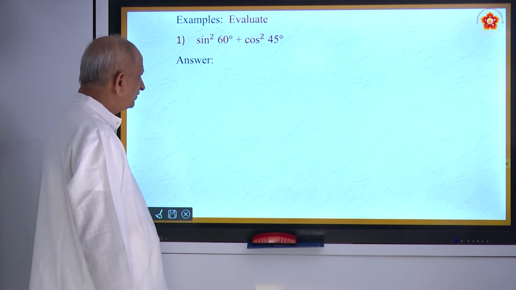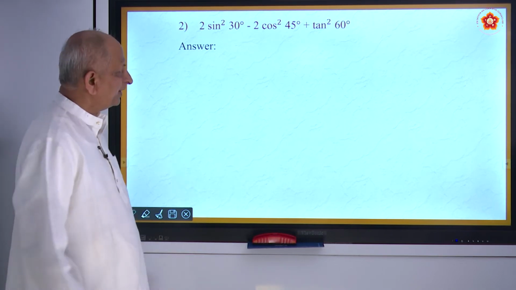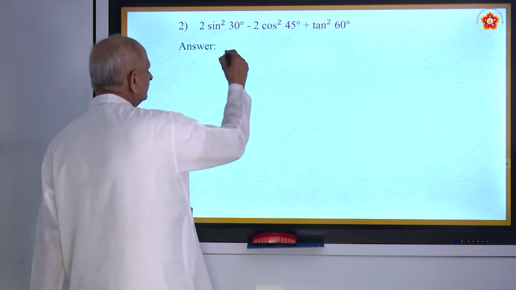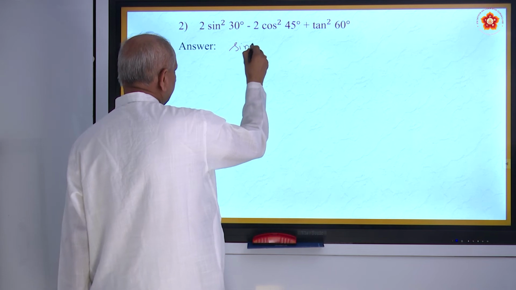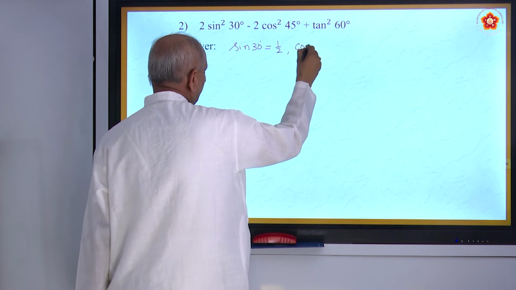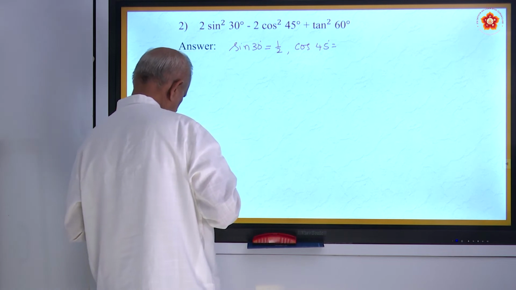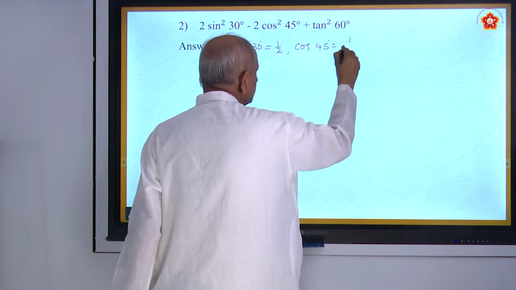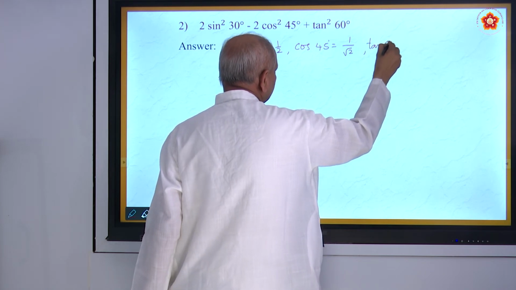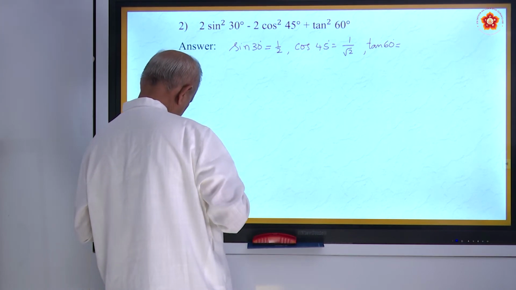So that is the value of the given expression. Now we will pass on to the second question. 2 sin squared 30 minus 2 cos squared 45 plus tan squared 60. Note down. Here you must know sin 30. How much? Half. Cos 45, how much? 1 by root 2. Tan 60, how much? Tan 60 is root 3.